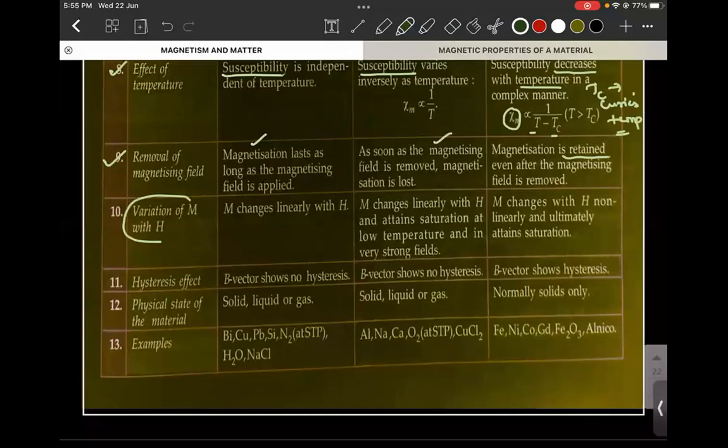Value of variation of M and H, I'll explain it later. Hysteresis effect, I'll explain it later. And the last 2 points that we will see is physical state of material. When you talk about a diamagnetic substance, it can be in a solid state, liquid state, or gaseous state. Same is the case with paramagnetic also, whereas the ferromagnetic substances are generally solid state.